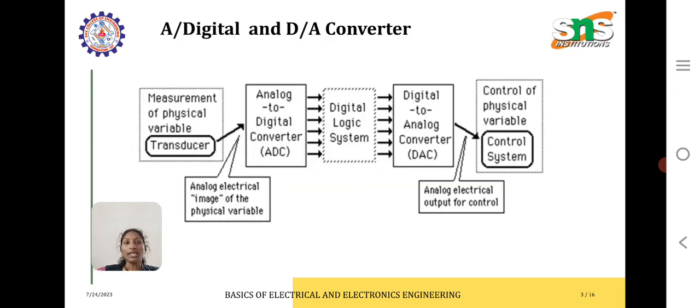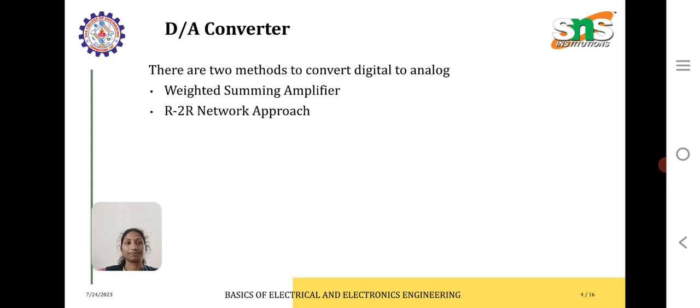Coming to the block diagram. Measurement of a physical variable, which we call a transducer, is given to an analog to digital converter, and this digital logic system will again transfer the data to the output by converting the digital value again into an analog signal. That is again a control or physical variable, that is a control system. So here the analog electrical signal is converted to digital and transferred to some place, and again that digital value is converted to analog for the output person to use. This is the basic block diagram of analog to digital and digital to analog converter.